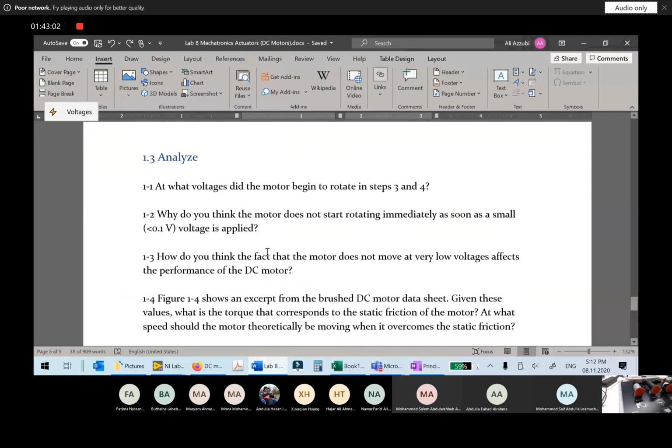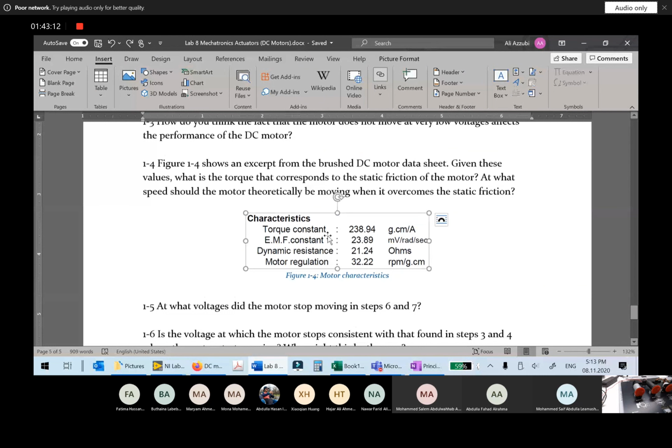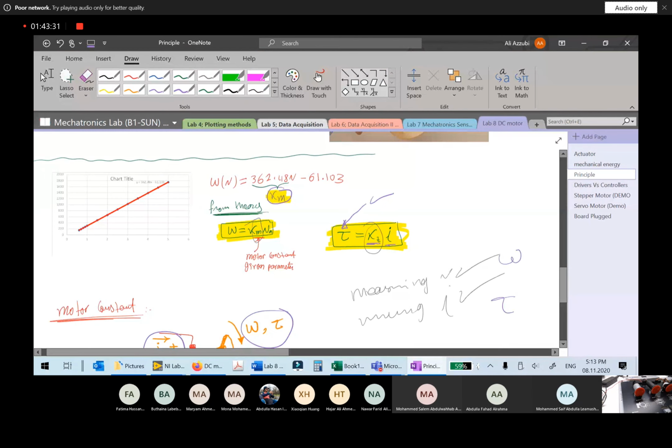Okay. Now here I just want to add a last comment on this step 1.4. It shows an excerpt from the brushed DC motor datasheet. So here we have some given information about this motor. Now here it says torque constant. It says in that sheet it is 238 gf·cm per ampere, something like this. I think we need to convert to compare with our constant. We need to convert this one.